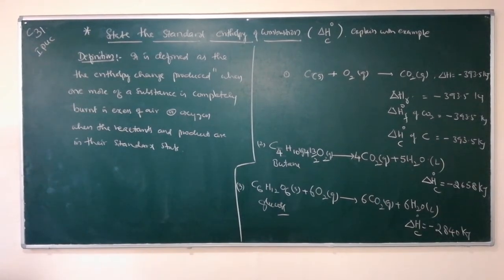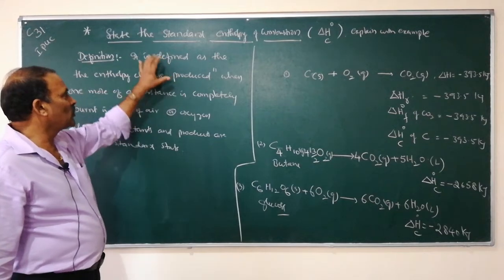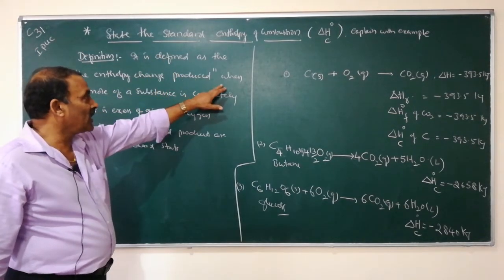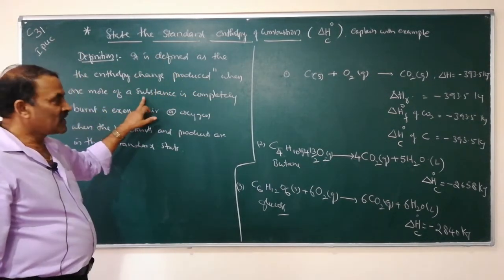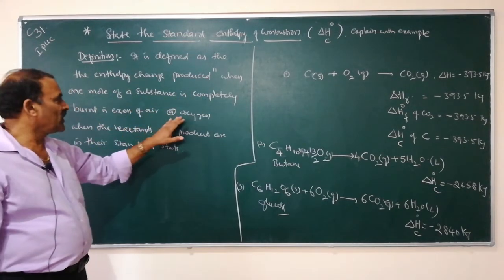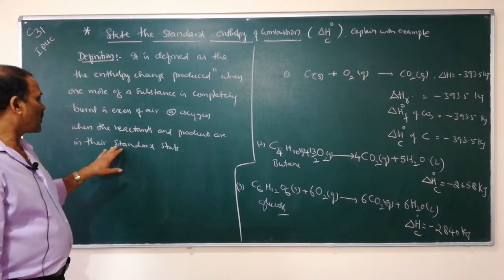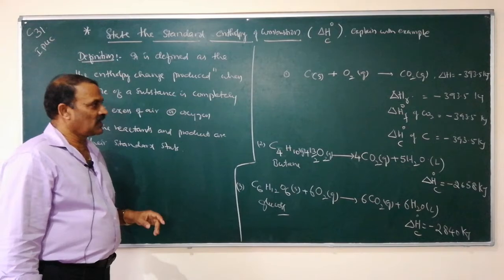Standard enthalpy of combustion. It is defined as the enthalpy change produced. This sentence is common for all of these. When 1 mole of a substance is completely burnt in excess of air or oxygen when the reactants and products are in their standard state.